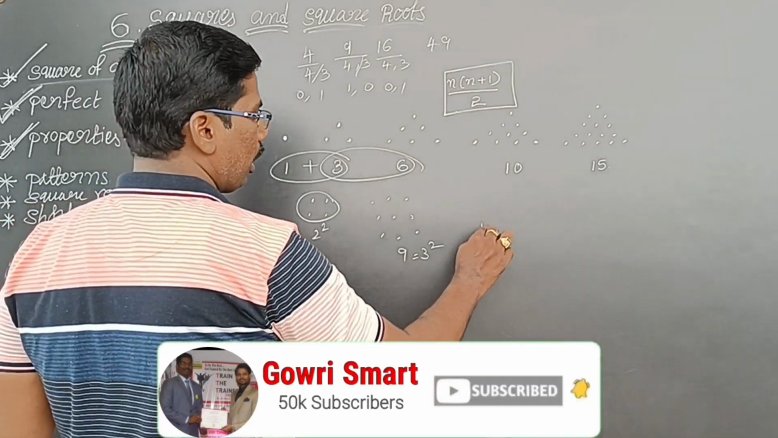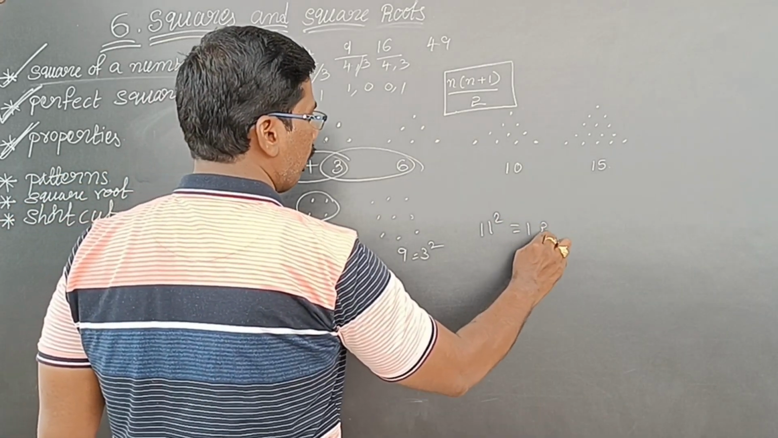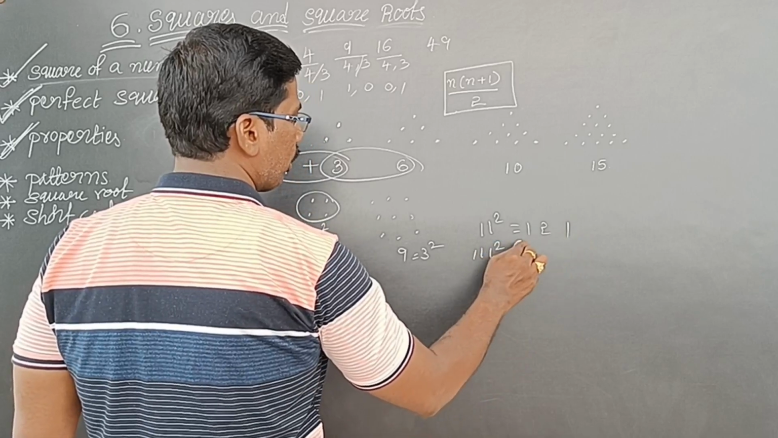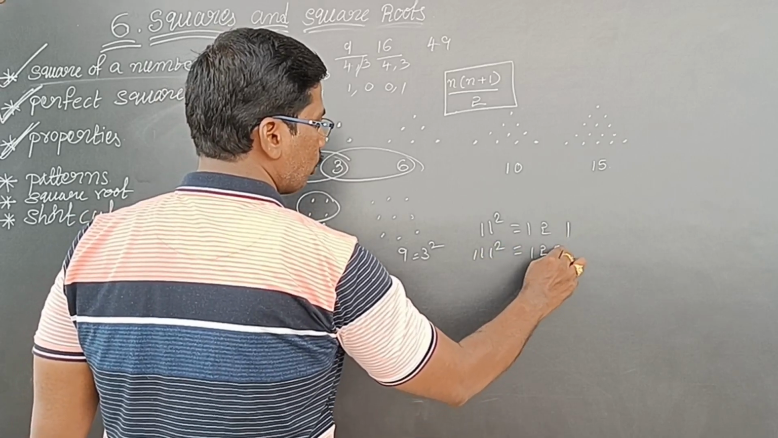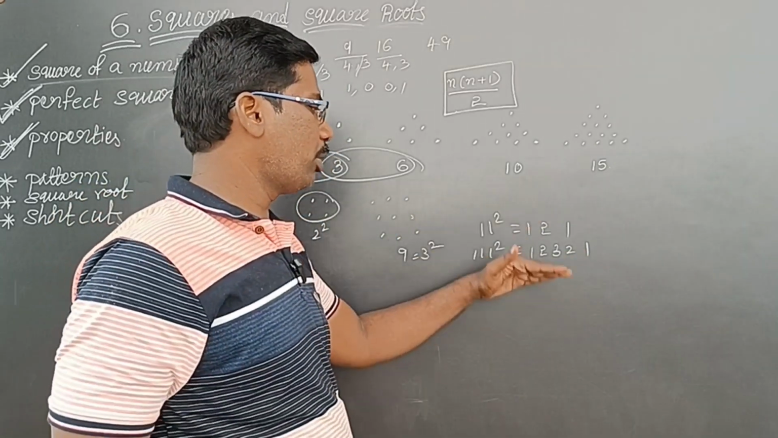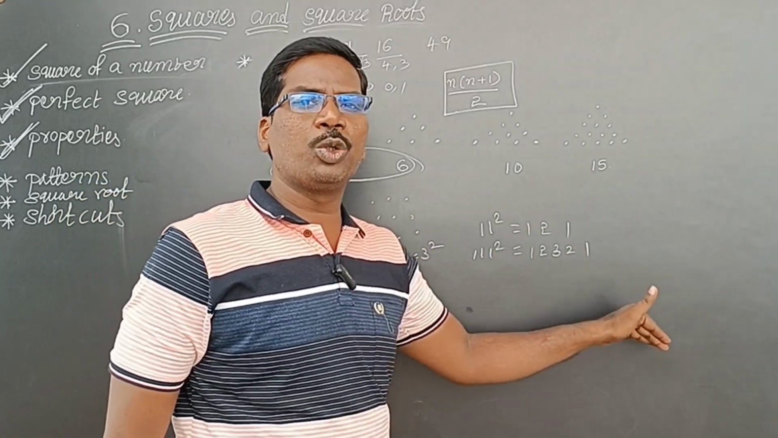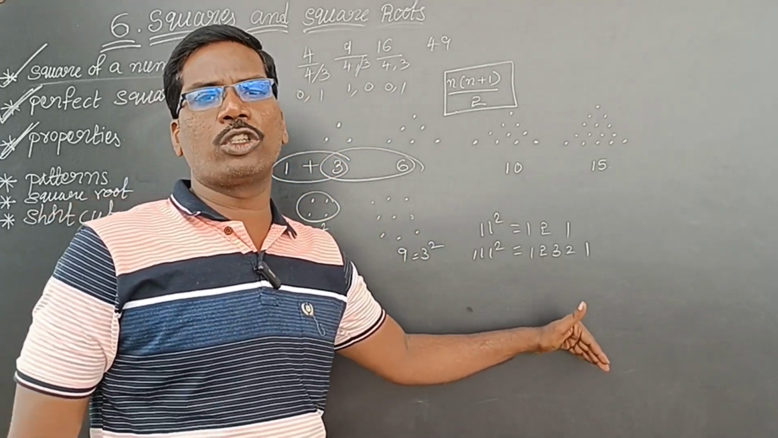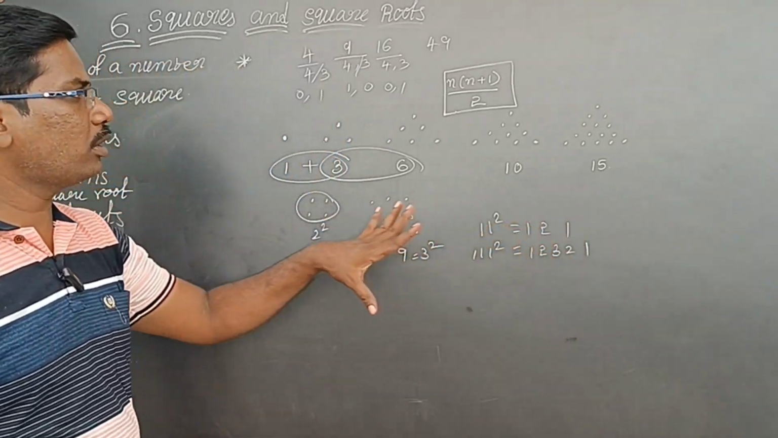Next, you see 11 square, that is 121. Next, 1 square. Then you will get 1, 2, 3, 2, 1. So like that, some patterns will be there. Next, 1, 2, 3, 4, 3, 2, 1 is there. Next, 1, 2, 3, 4, 5, 4, 3, 2, 1 is there. So like this, some patterns are there.